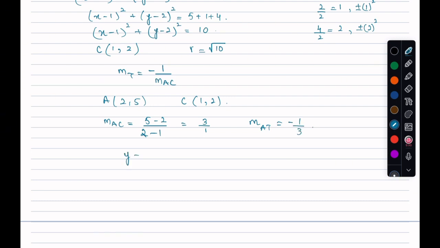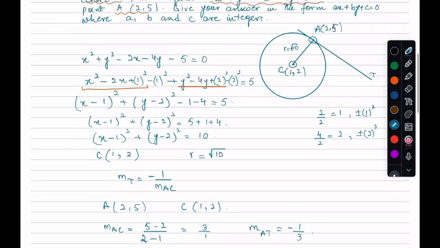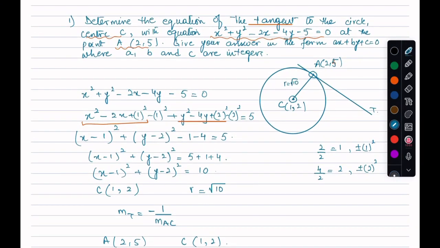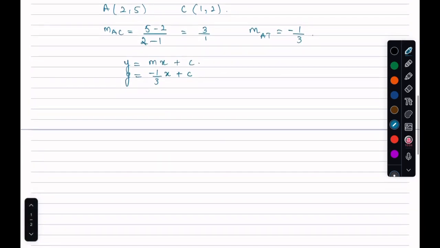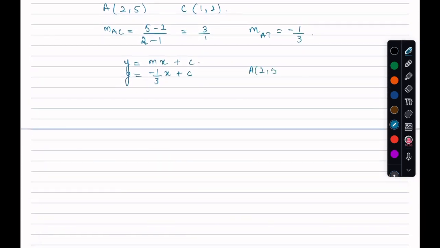So the equation of a straight line is y equals mx plus c. Y equals the gradient, which is negative 1 by 3, x plus c. Now how to find the c value, or the y-intercept, for the straight line? We have a point on the tangent, and that point is (2, 5). So this (2, 5), which is A in this case, can be substituted for x and y, meaning I can say 5 equals negative 1 by 3 times 2 plus c, or 5 plus 2 by 3 equals c.